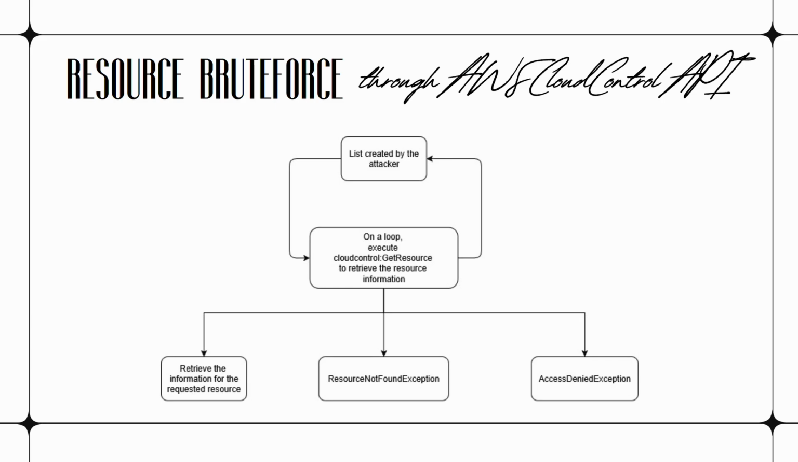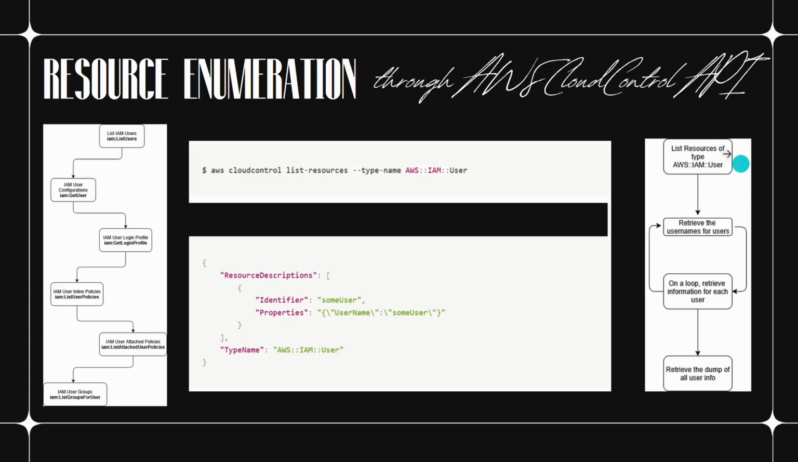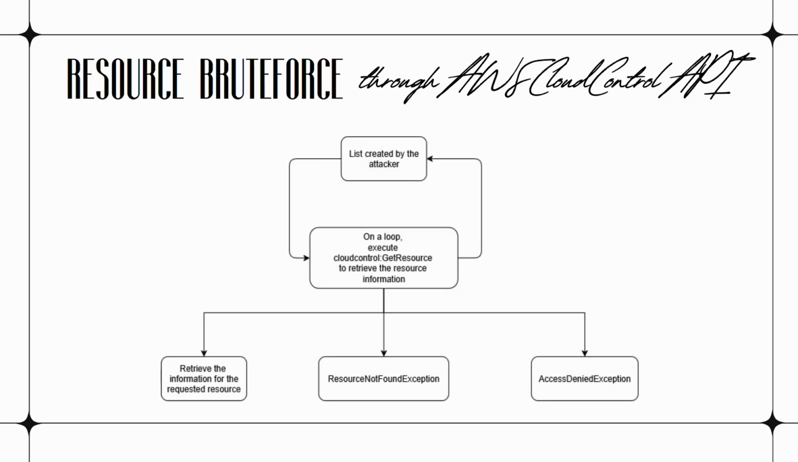which leads to us as attackers having an easy enumeration of resources, because we can just list all the resources and then, through a loop, run get resource for each one of them and retrieve all the information that we have. And if we don't have access to list the resources first, what we can do is have a list of potential names and then run what is called resource fuzzing, or, as I like to call it, resource brute force, meaning we run get resource for each one of the resource names and then either get an access denied, resource not found, or retrieve the information.